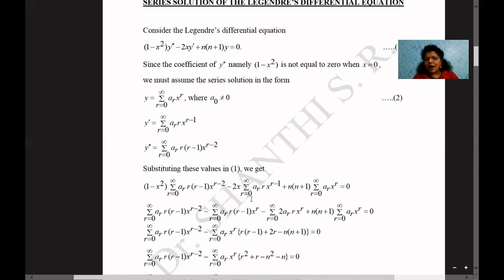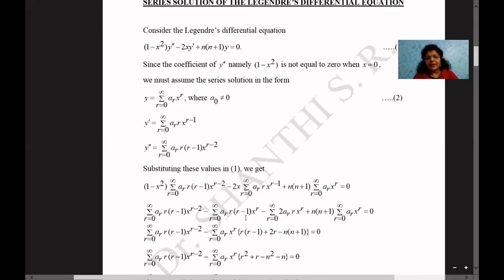And x power r is common. So I am taking summation r equal to 0 to infinity, ar is also common, x power r, which is also common, I am taking outside. So what is left out? r into (r minus 1) minus 2r plus n into (n plus 1). Since I have taken minus outside, this will be negative.